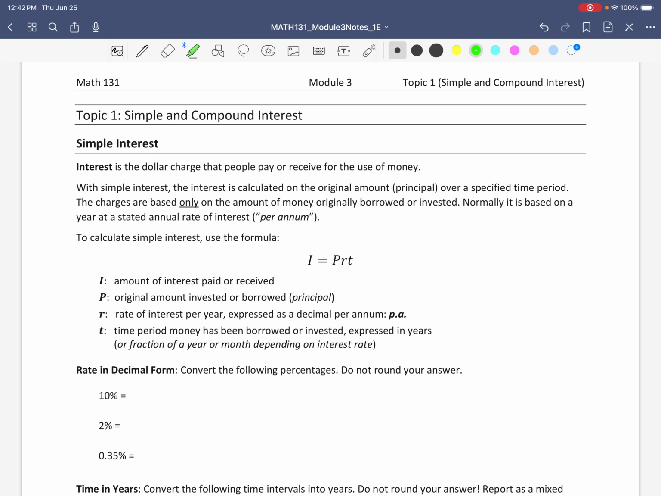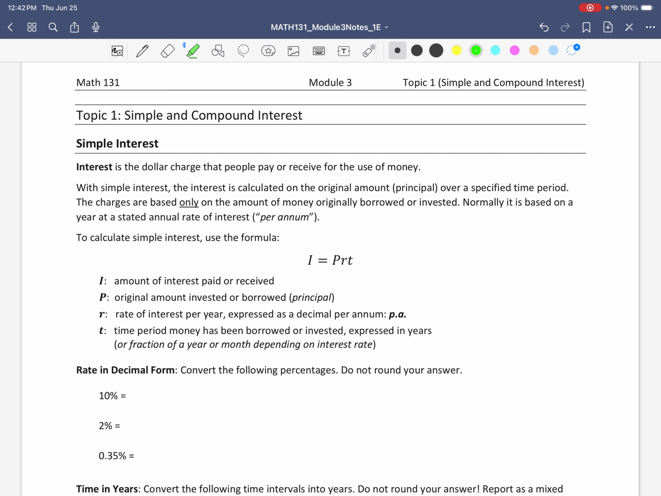Hello and welcome to the first of two videos for Module 3, Topic 1, Simple and Compound Interest. So be sure to watch both videos, and remember, with watching a video lesson, you're able to stop and replay any part of the video if you wish to do so.